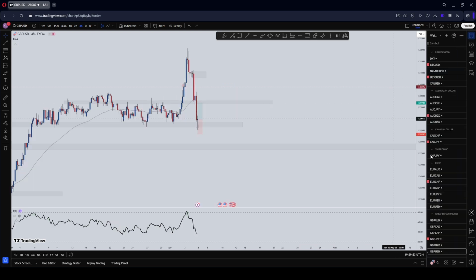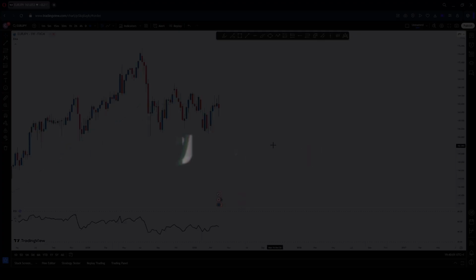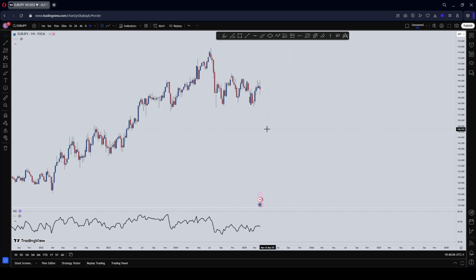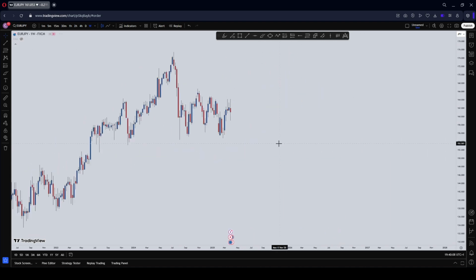Let's look at Euro JPY quickly. We're on the weekly time frame. Let's turn off the EMA. I use it sparingly. What do we have here?